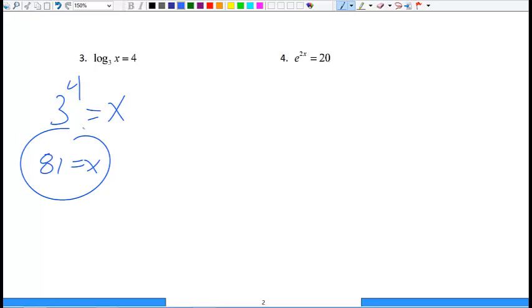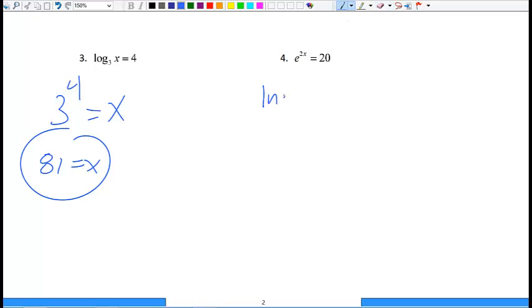Okay, now what about number 4? What if your base isn't the same? Well, we can take advantage of one of our e properties in that ln of e to the exponent equals whatever the exponent is. So if I take the ln of both sides, that will simplify down some of this math for me.